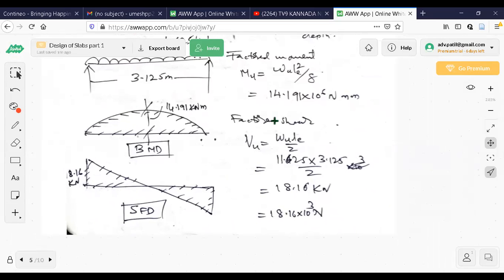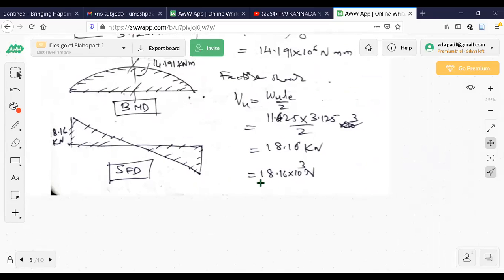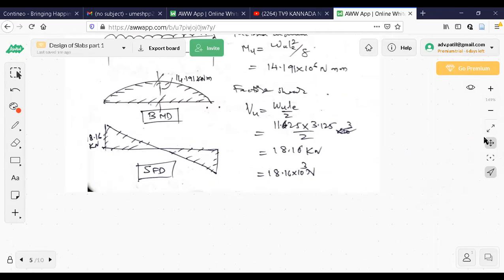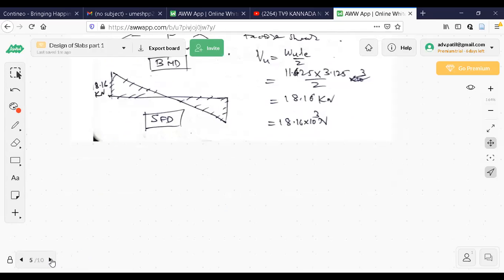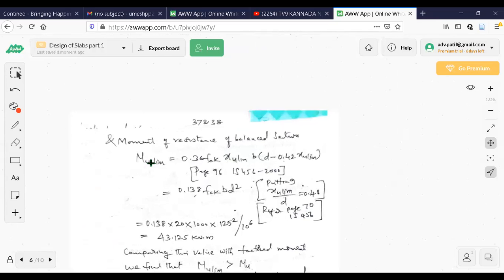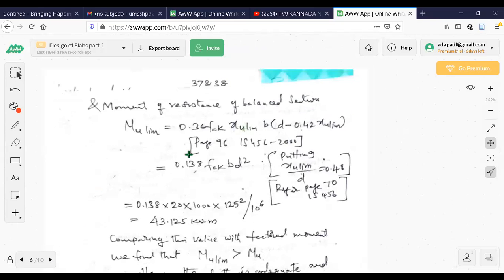Effective spans are considered. So 14.191, nearly I can say 14.2 into 10 raised to 6. This is 18.16 into 10 raised to 3, I can say 18.2 into 10 raised to 3 Newton. So SFD and BMD are drawn with the maximum values of BM and SF. These are all factored values. So next, now you have to check for the depth, whether the depth of 125 and 150 are sufficient or not.